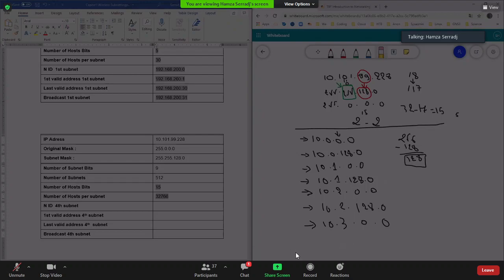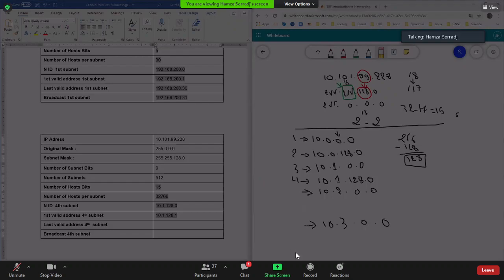Well, we don't need to go there because he asked us for the fourth one. So this is first, this is second, this is third, this is fourth. Subnet 3 is the fourth one. So this is my network ID. The network ID of the fourth one is 10.1.128.0. I need to know what is the first valid address. Easy. Just increment one more, .1, right? So all I need is to increment there.